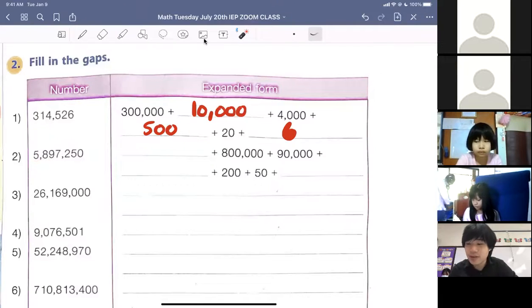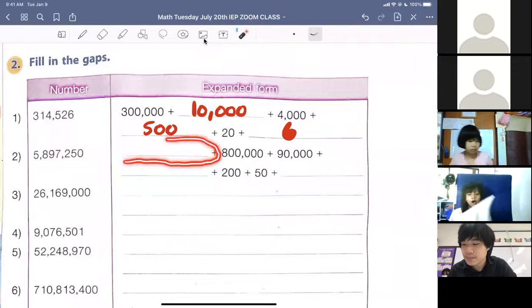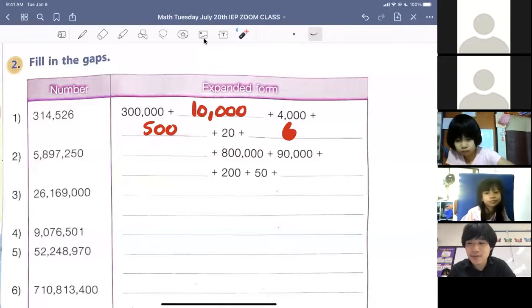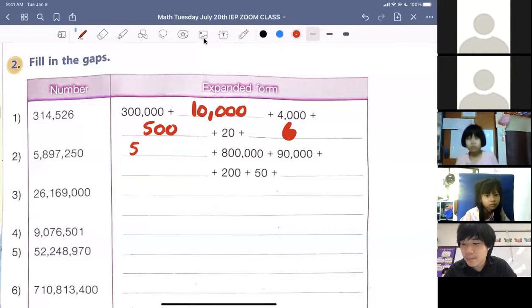What do we think it is? Does anyone know? It's in the millions. So it's 5. All right, I'll give it to you guys. 5 million. Right? Because it's in the millions place.